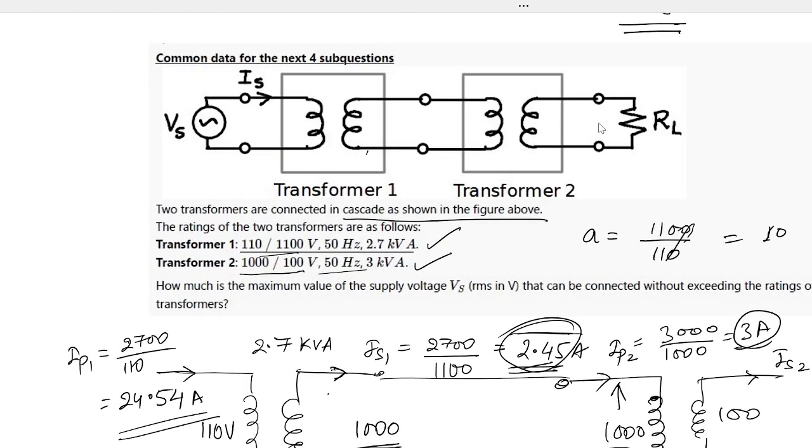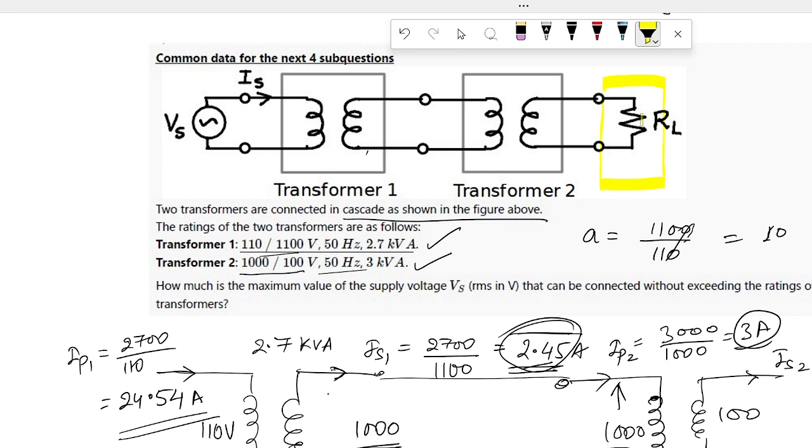Please be on this stage. We have asked the maximum value of RL. We need to calculate RL. 4.08 ohm, sir.